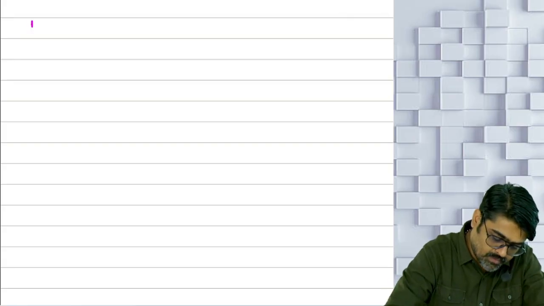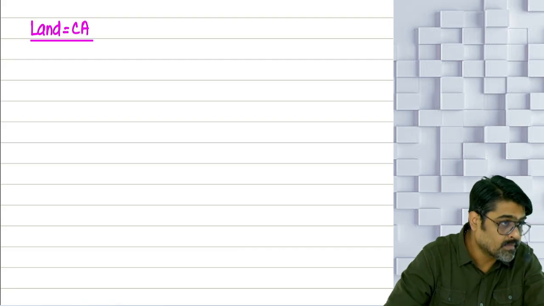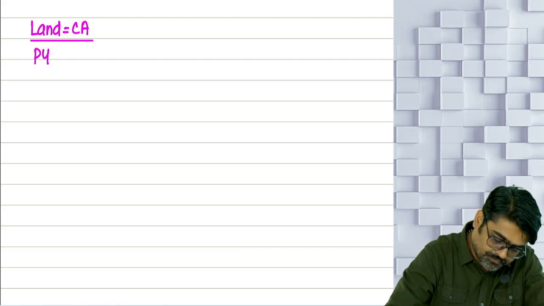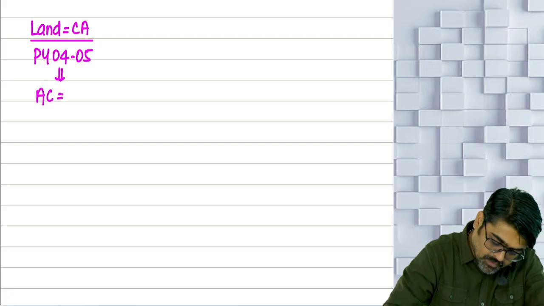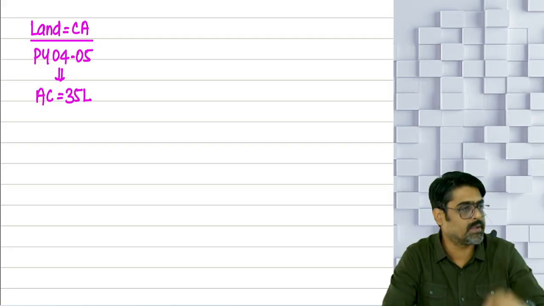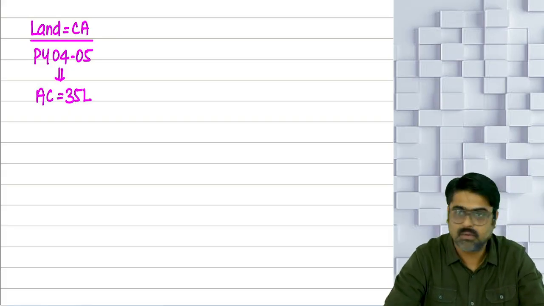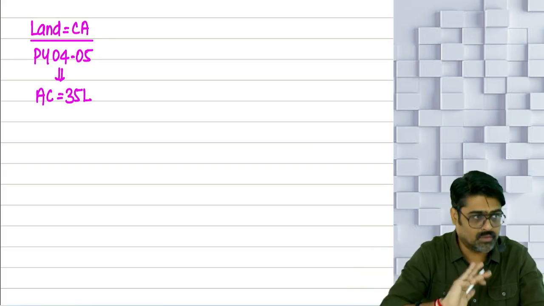You have land, which is your capital asset. When did you acquire this land? Previous year 2004-05. What was the actual cost? 35 lakhs. So when you calculate the capital gain of land, 35 lakhs will be reduced as cost of acquisition. Any cost of improvements you have done here, on this land? No.